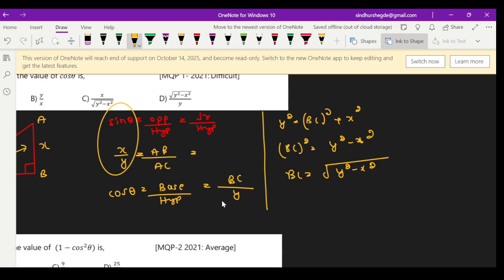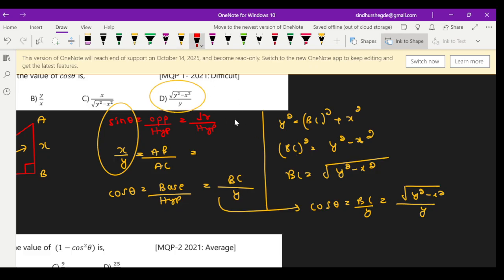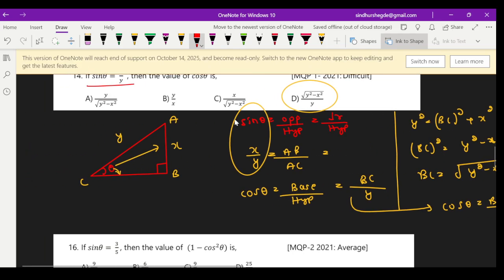So we already proved that cos theta is equal to BC by y, and we got the result BC is equal to under the square root of y square minus x square by y. So this is option D, the correct answer. If there is a confusion, once again simply write down the value of sin theta and cos theta, write the general formula or the ratio properly, draw the triangle and substitute the values, you will get the answer.